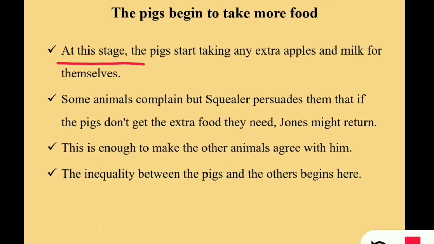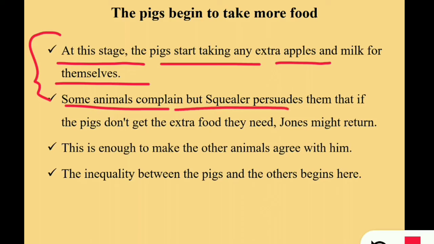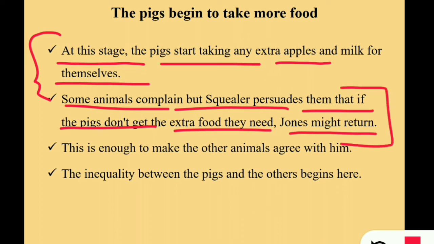At this stage, the pigs start taking extra apples and milk for themselves. Here, the leaders also became very self-centered. Not only this, they had become less sensitive towards common people. But Squealer persuades them that if the pigs don't get the extra food they need, Jones might return. Here, this was the technique to get the people into order. They said that Jones will come back if they do not follow the instructions. This is enough to make the other animals agree with them.